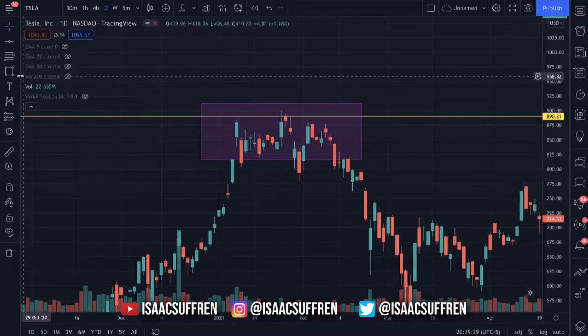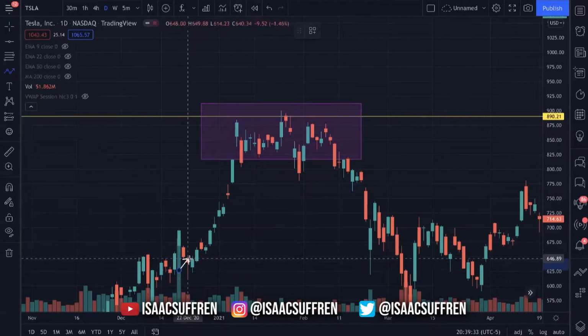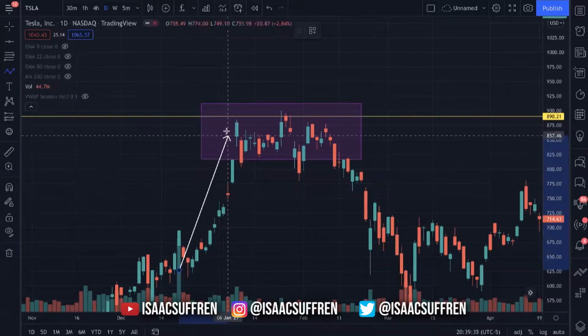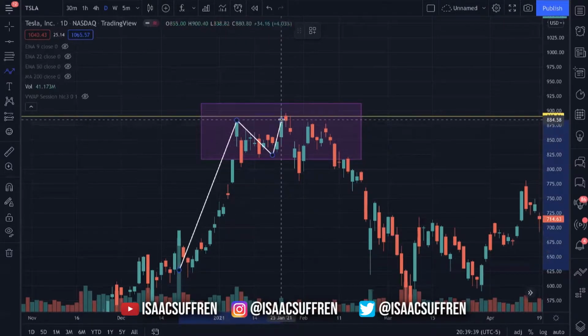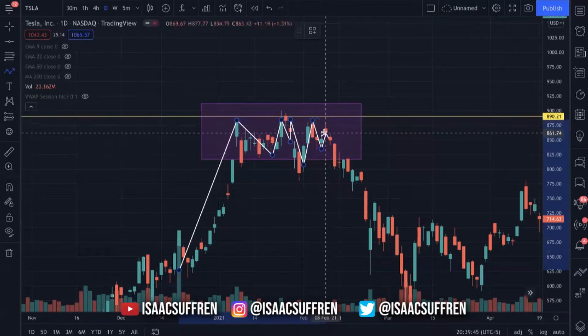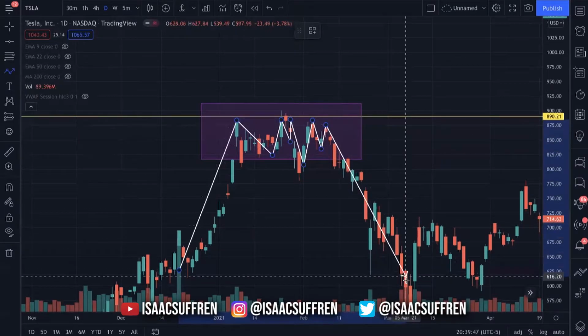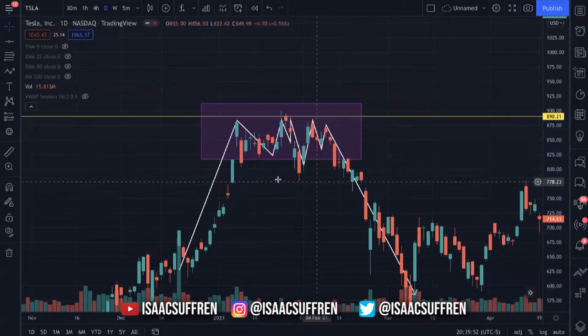So just to clear that up even more, let's take the path tool and let's check this out one more time. So we had a strong move up, rejection. Then we had another rejection. Then we had another rejection before retracing, another rejection before a move down. So you can see how strong this level is.